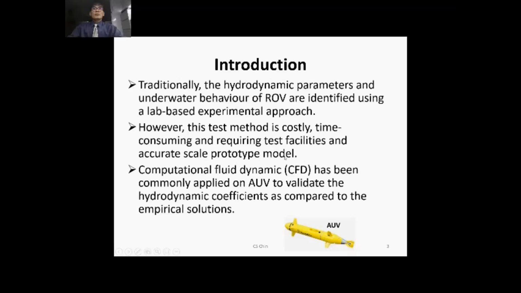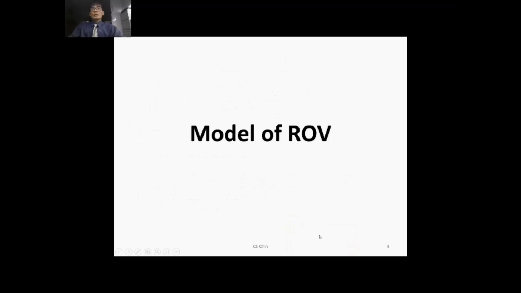in the testing process. Often computational fluid dynamics, which is an approach using commercial software, has been commonly applied on autonomous underwater vehicles to validate the hydrodynamic coefficients as compared to the empirical solutions. So these are the UUVs, which have a very streamlined body as compared to ROVs that are not so streamlined. So let's look at the model of the ROVs.